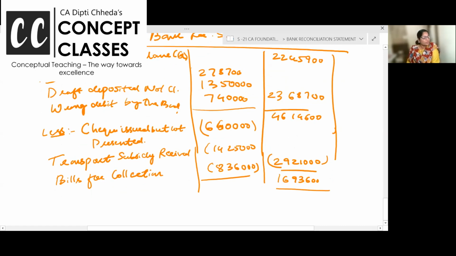Cash book, it is overdraft balance. So this will be the balance as per passbook. Definitely debit balance, because in my book it is credit balance, so in the bank book it will be debit balance. 16,93,600 is the answer. Next, you have to do the sum on your own. It's a simple topic, but the more we practice, the more clarity we get. So I have given you this sum.